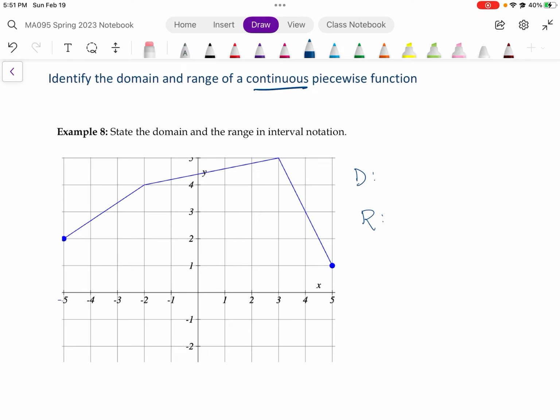Okay, so the domain goes from -5 to 5, and it includes them because it has a solid dot at the end. The range goes from 1, our bottom point here, up to 5, our top point, and everything in between. So the range goes from 1 to 5, including 1 and 5.